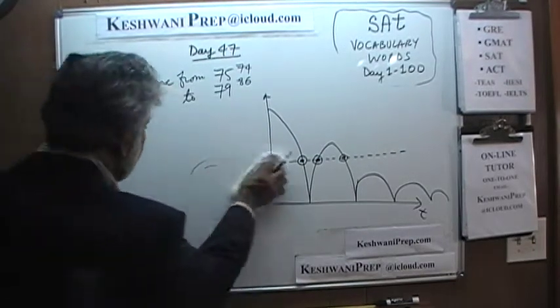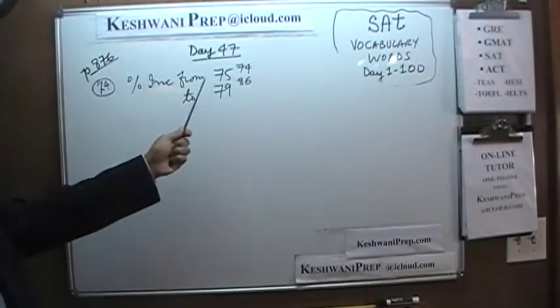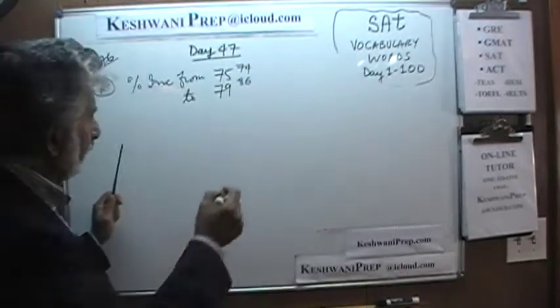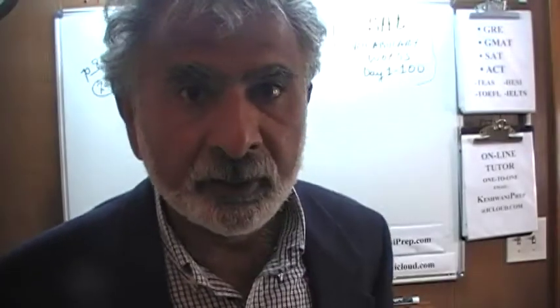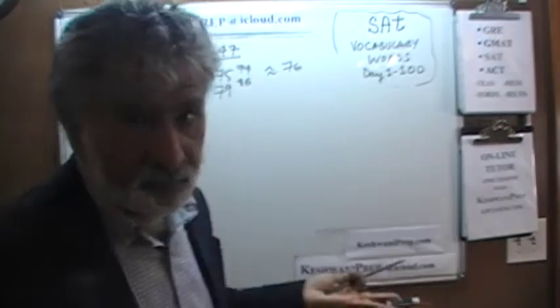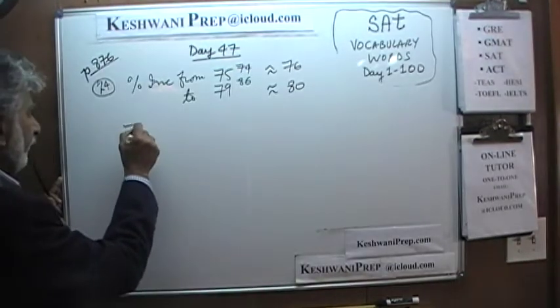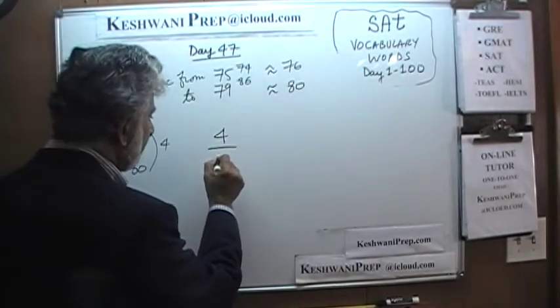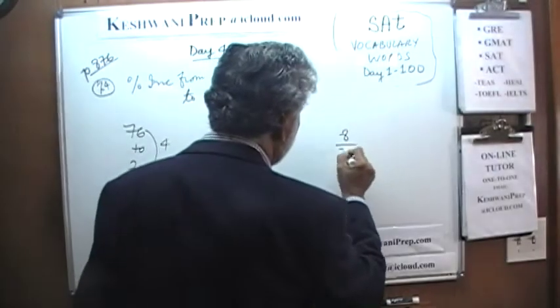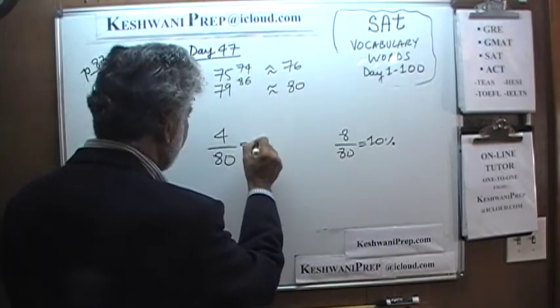Let's erase this thing, we no longer need it. So, 75, 74, let's just pretend that it is approximately 76. Well, actually, there is no such thing as pretending, because there is no need to pretend. It is approximately 76. Think of it in terms of money. $75.74 is approximately $76. And this is approximately $80. So from 76 to 80, that's a difference of 4. 4 divided by 80, we know 8 divided by 80 is 10%. And therefore 4 divided by 80 is exactly 5%.